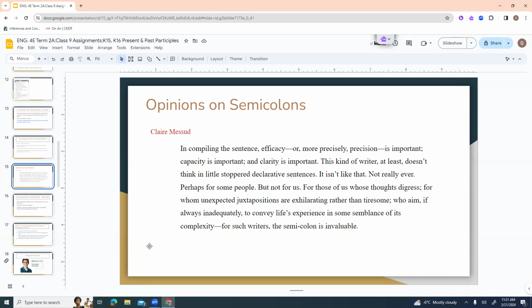And I love this because as she wrote it, she used semicolons to create the kind of longer, more complicated sentences that she likes using. And then in the middle, she uses little tiny sentences with periods to show what she doesn't like. She kind of goes to extremes: "not really ever" isn't an actual sentence. It's an incomplete fragment. "Perhaps for some people," incomplete, "but not for us," incomplete. So this is a lovely little paragraph to show you the two different types of sentences.